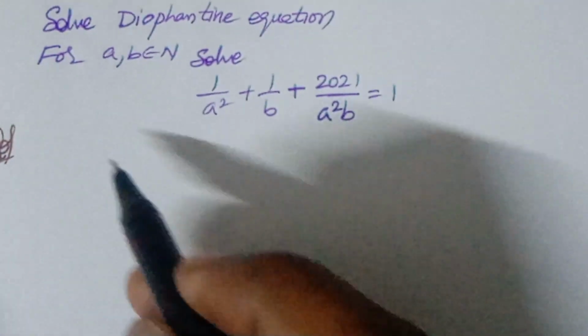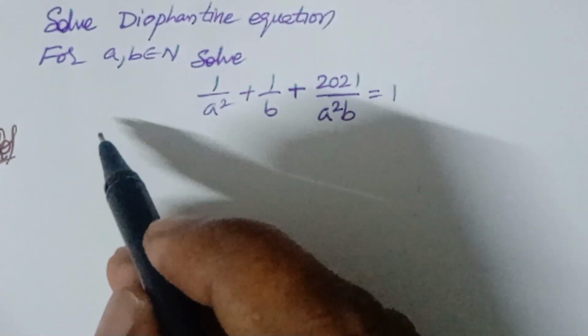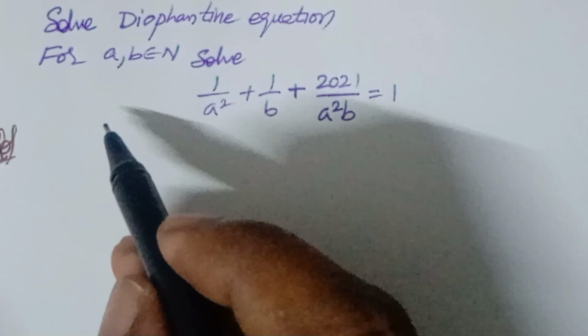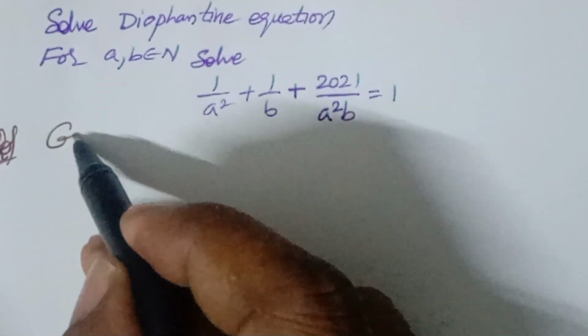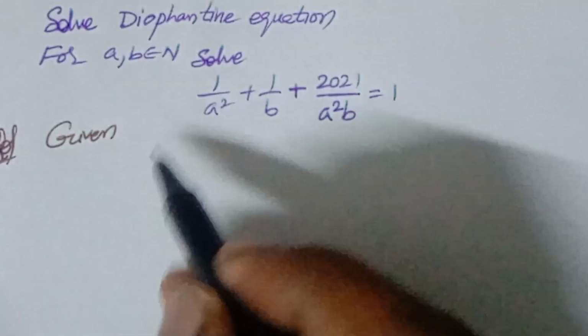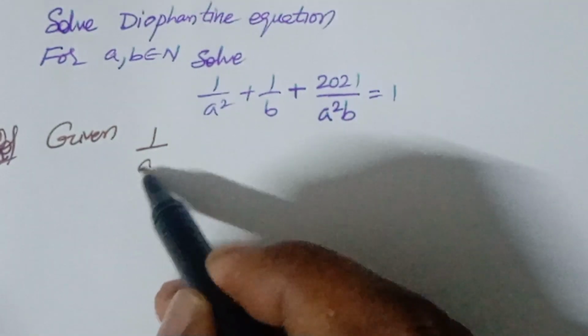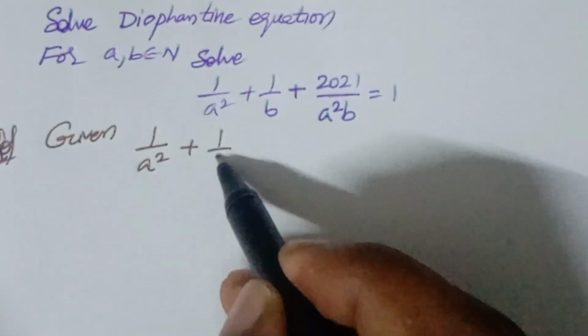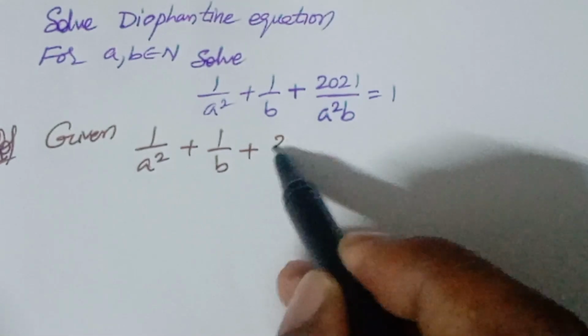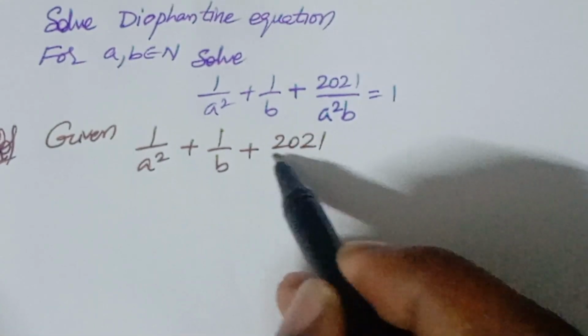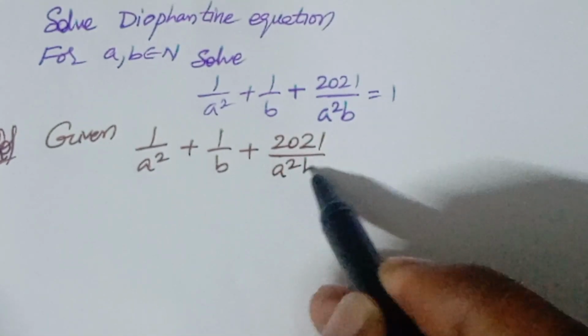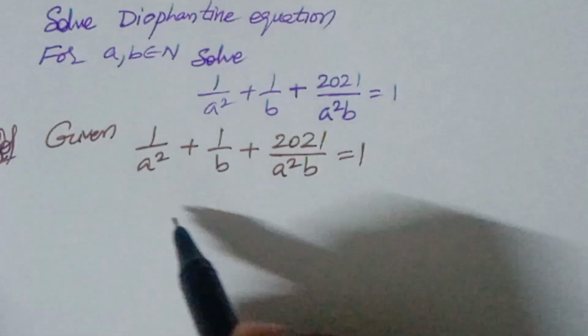So here, pause the video for 10 seconds and think about this problem. Can you solve this problem or not? So here, given 1 by a square plus 1 by b plus 2021 by a square b is equal to 1.